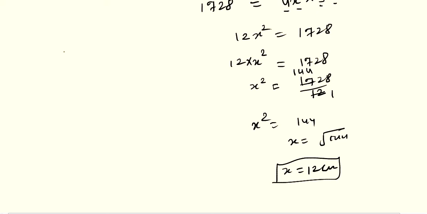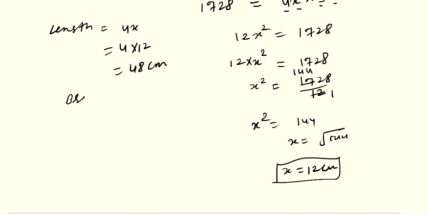Now the sides we have to find. In the starting, as assumed in the question, length is 4x. So 4 into 12, that means the length is 48 centimeter. Similarly, breadth is 3x, so 12 times 3 is 36 centimeter.